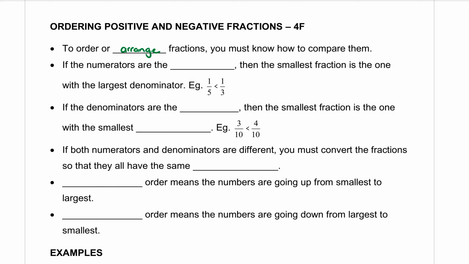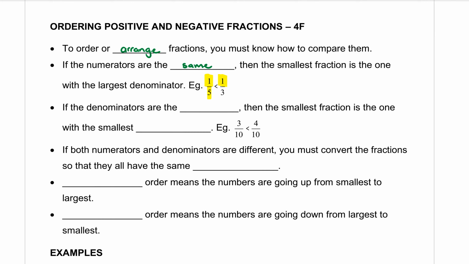If the numerators are the same, then the smallest fraction is the one with the largest denominator. You can see in this example, both of these fractions have the same number on the top, the 1. That means the one with the largest denominator, which is the 5, is the smallest one because it's been divided up into more parts. Okay, so 1/5 is less than 1/3.